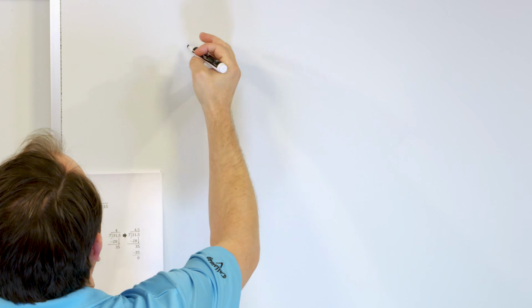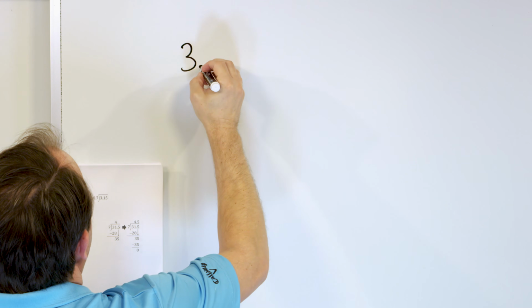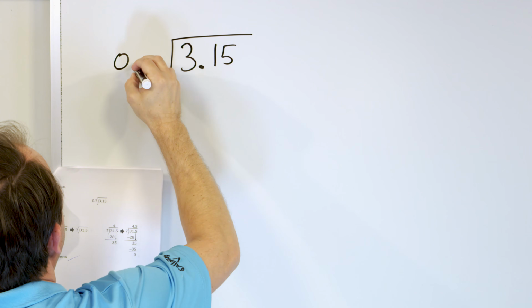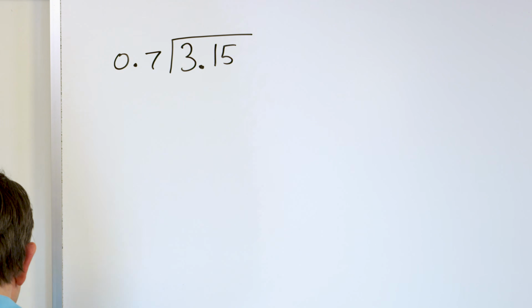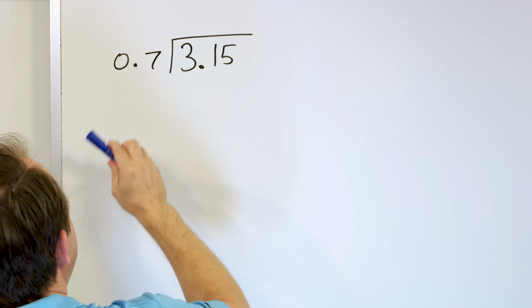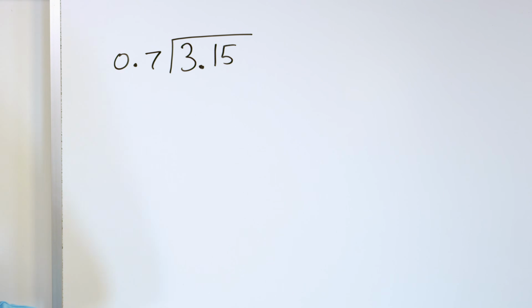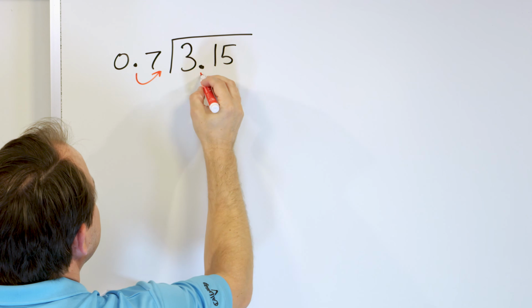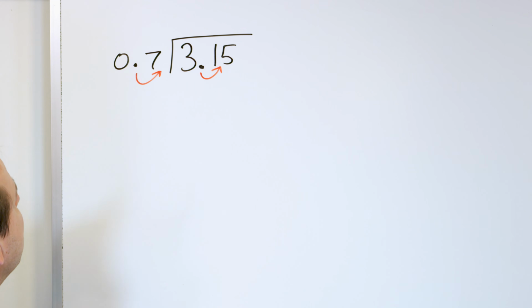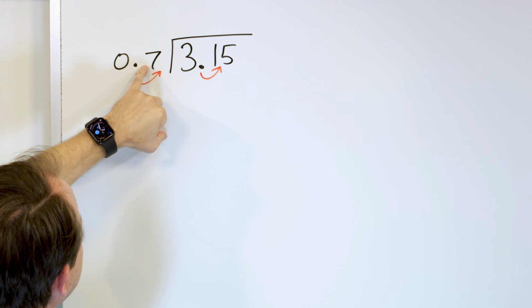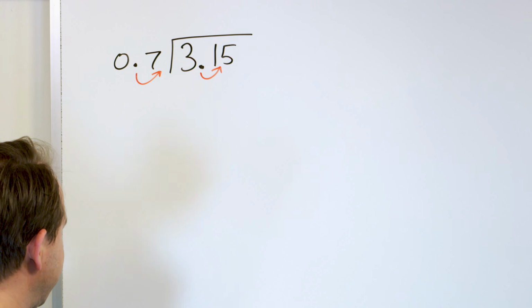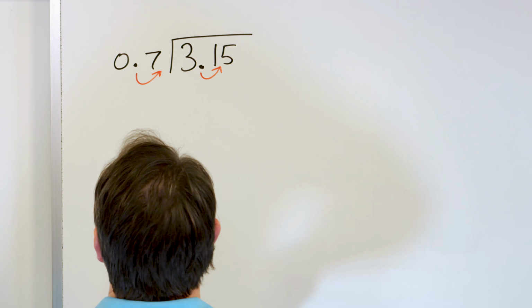All right, let's take a look at problem number 2. Let's say we have 3.15, and we're going to divide that by 0.7. But I don't want to solve this problem because I have a decimal there. So what do I do? I move the decimal 1 position to the right, and therefore I move this one position to the right also. Effectively, I've multiplied this one by 10, and I've also multiplied this one by 10.